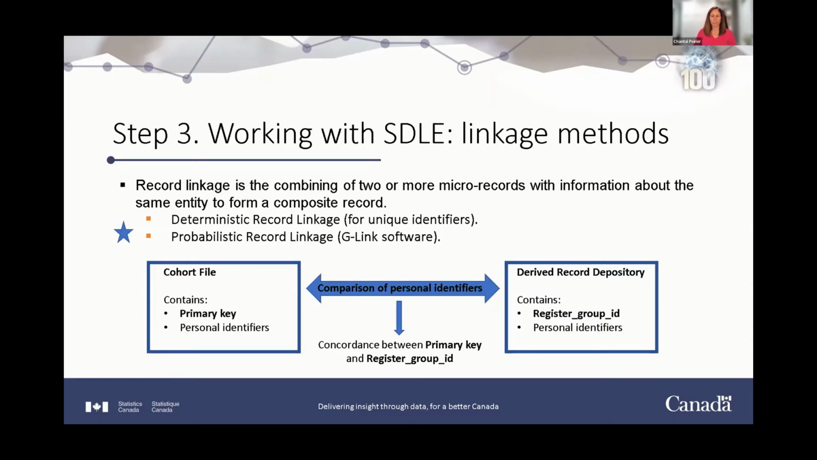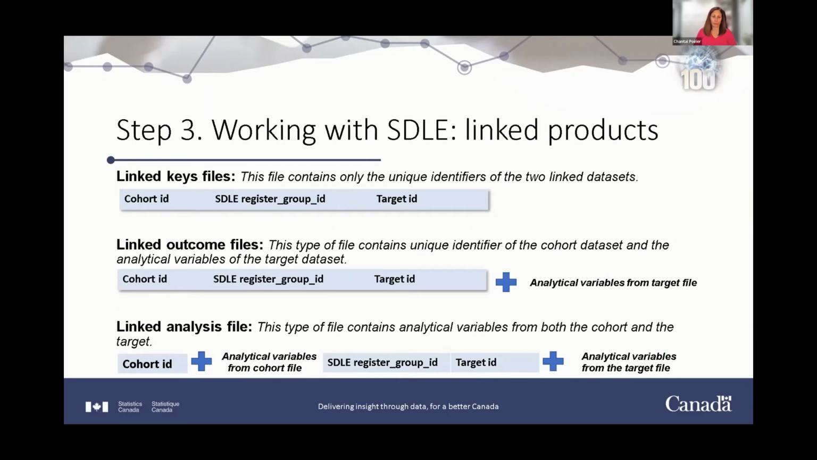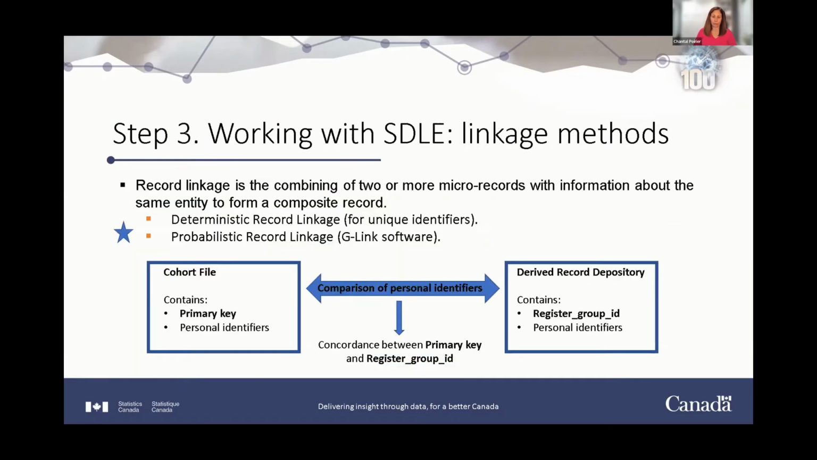Once a match is made between the cohort file and the DRD, the concordance between the cohort file's primary key and the register group ID is stored, and that can be used later to merge different data files together. If two records of two different cohort files match to the same SDLE register group ID, we then know that the two records from the cohort files are the same person.